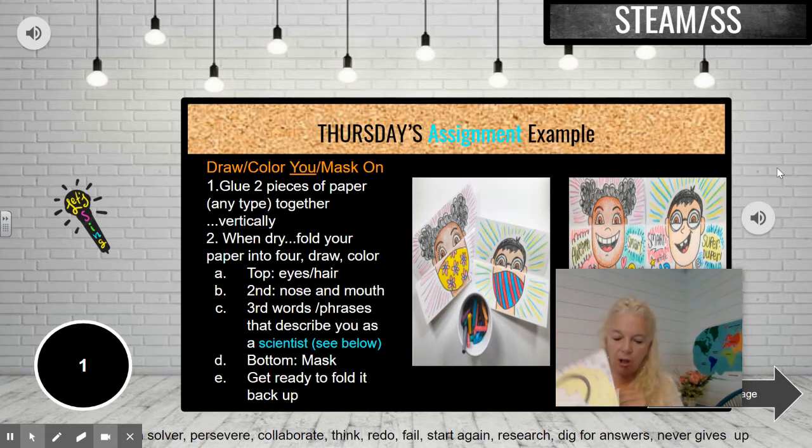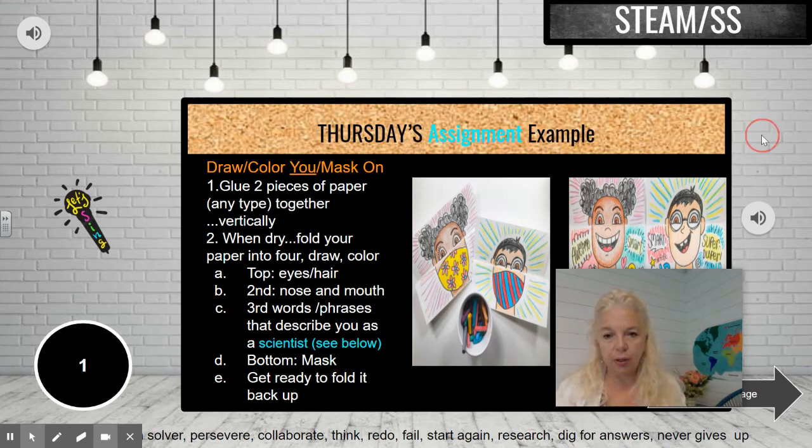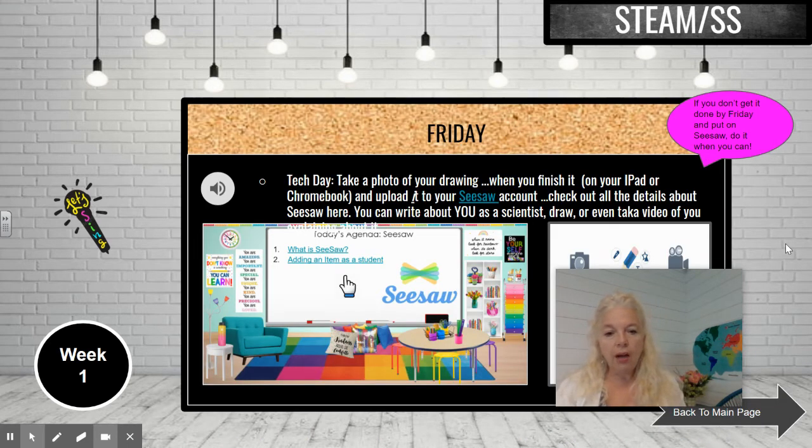So when we put it all together, it will look like this. And then when we pull it apart, it will look like this. And again, your instructions are here for you. On Friday, set that as your date that you would like to have your drawing done. It's okay if you don't get it done by Friday, but when you get it done, you'll want to add it to Seesaw. And here are your instructions to add it to Seesaw.